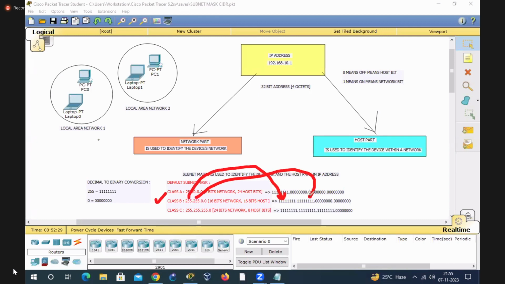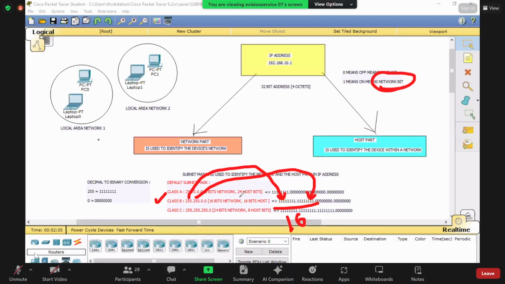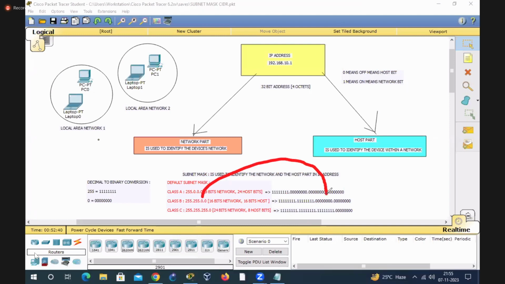255.255. So how many ones? 16. So 16 ones means what? 16 are your network bits in class B. And how many zeros do we have? This is your 8 zeros, and this is your 8 zeros. So total 16. So that is your 16 host bits.